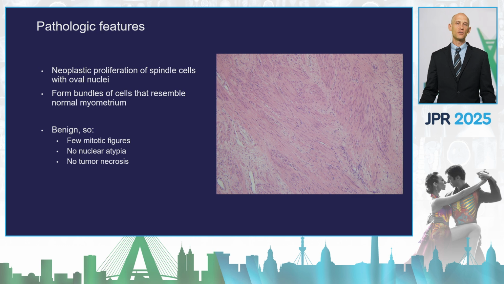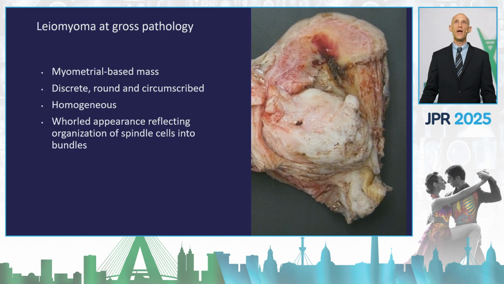So what are the pathologic features we expect to see? Well, this is going to be a neoplastic proliferation of cells, and those cells will be spindled in morphology, and they will often have oval or elongated nuclei. Now, these spindle cells will form bundles that resemble the normal myometrium. And because they are benign tumors, they're going to have few, if any, mitotic figures, no nuclear atypia, and no tumor necrosis. At gross pathology, what we expect to see is a mass which is myometrial based. They are typically discrete, round, and circumscribed. Those circumscribed margins will become important when we look at the imaging findings. They're often homogeneous, and they will have a gross whorled appearance, reflecting that organization of the spindle cells into those muscular bundles.